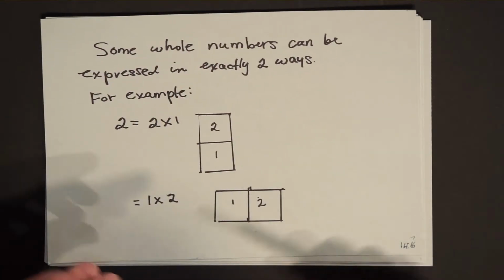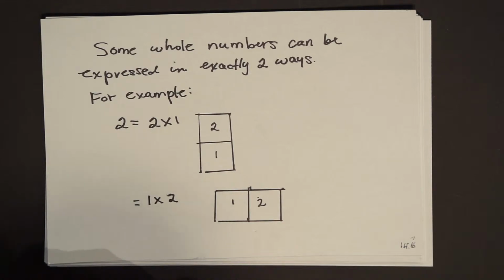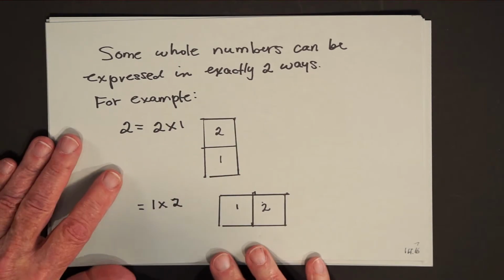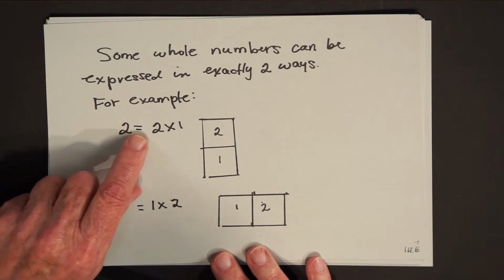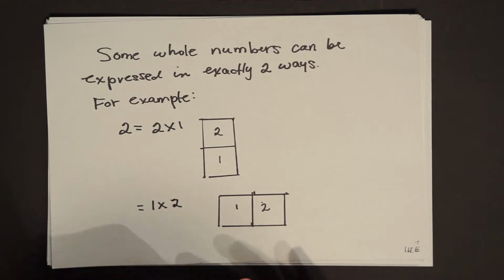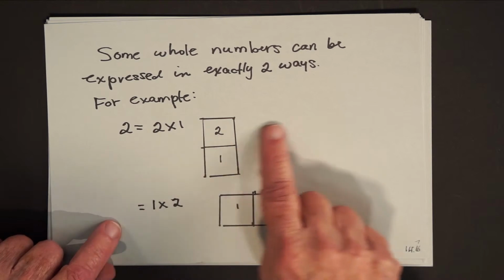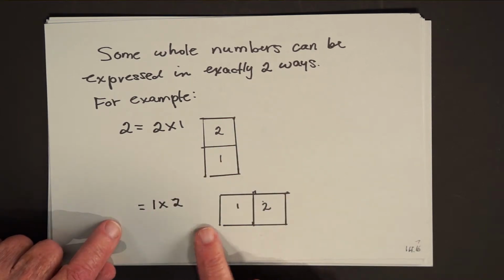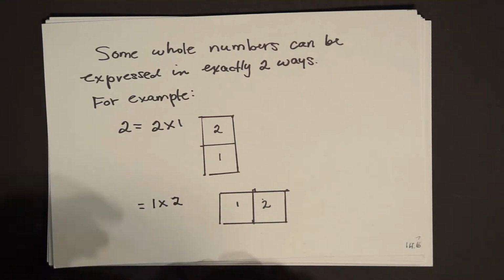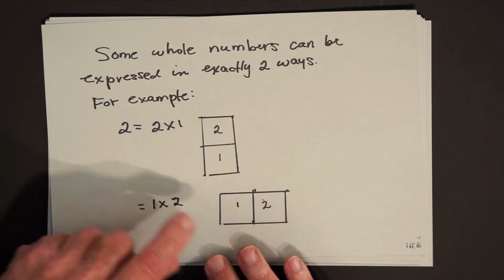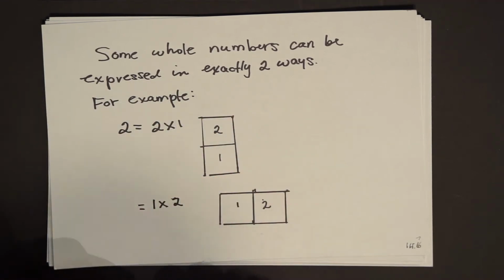So every other whole number is going to be able to be arranged in 2 or more ways as the product of 2 numbers. Some numbers can only be expressed in 2 ways. For example, let's look at the whole number 2 in terms of a rectangular array. Suppose you have 2 tiles. What is 2? It's either 2 times 1 or it's 1 times 2. You can either have 2 rows each with 1, or you can have 1 row each with 2. In other words, you can arrange the tiles this way, vertically, or you can arrange them horizontally.